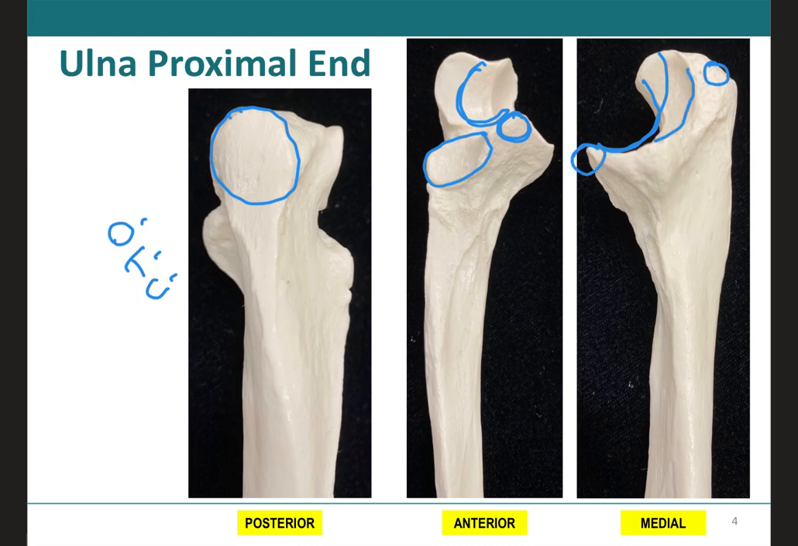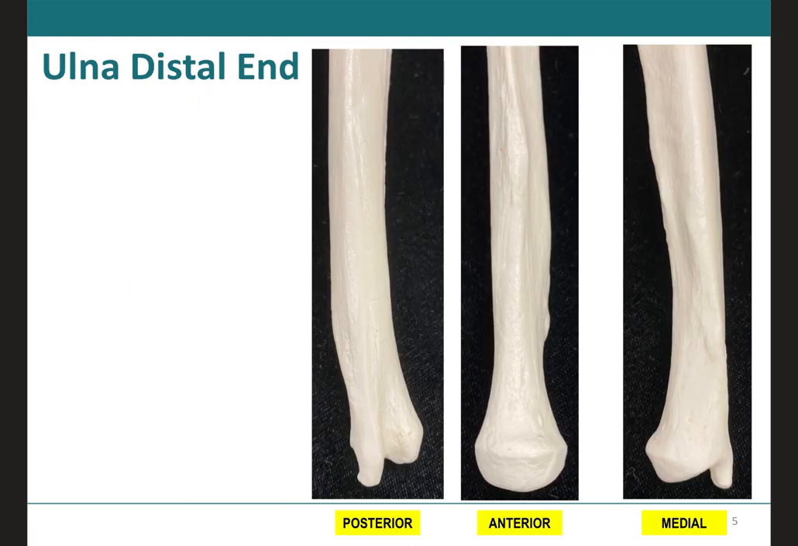coronoid process, so OTC. On a magnified view of the distal end, the only two bone features that we need to know about the ulna are the styloid process, which is similar to the styloid process in the skull.